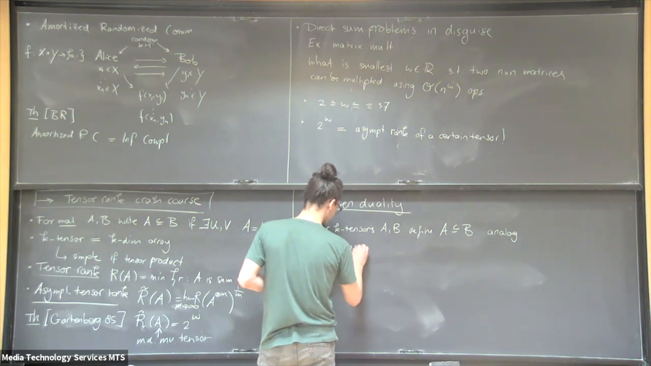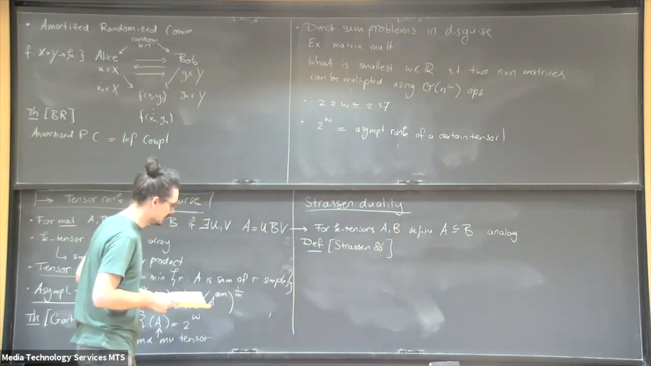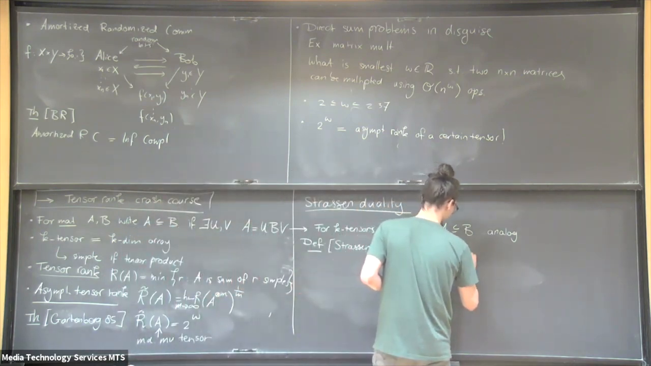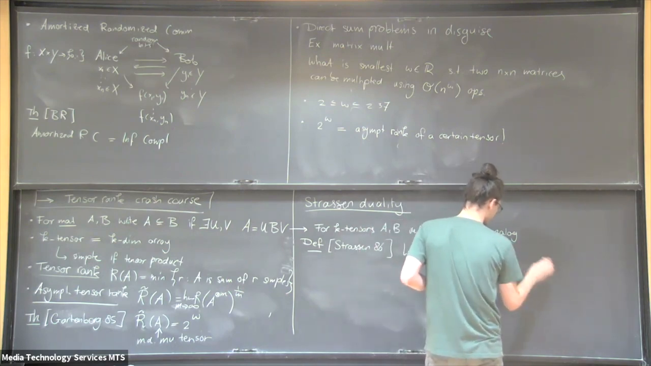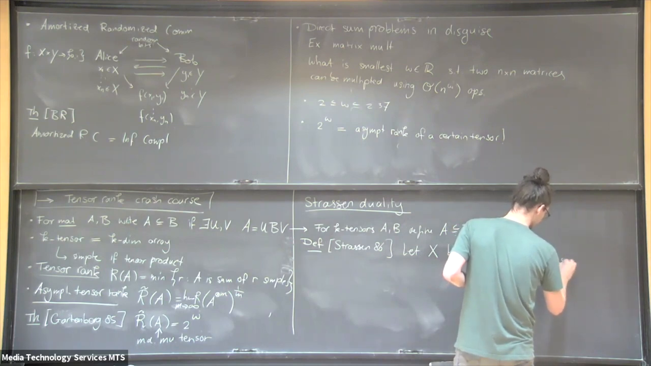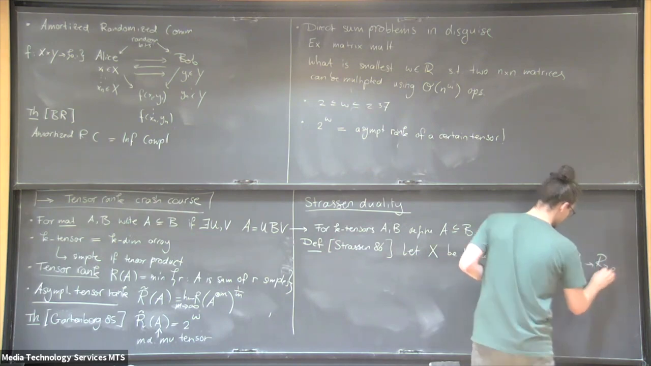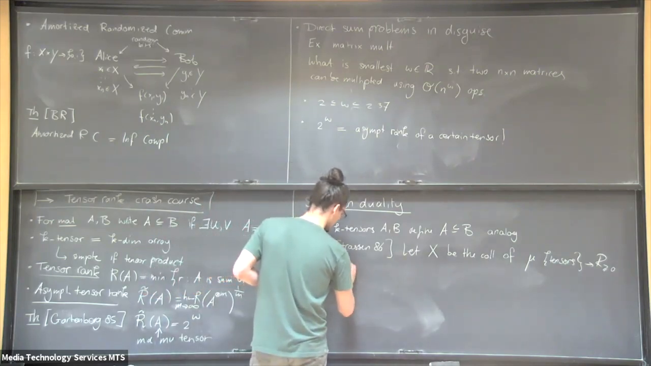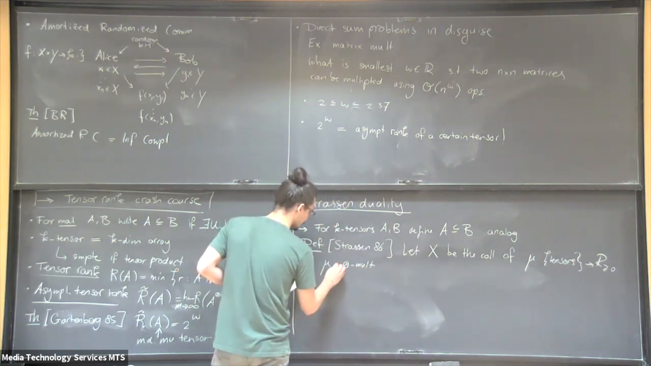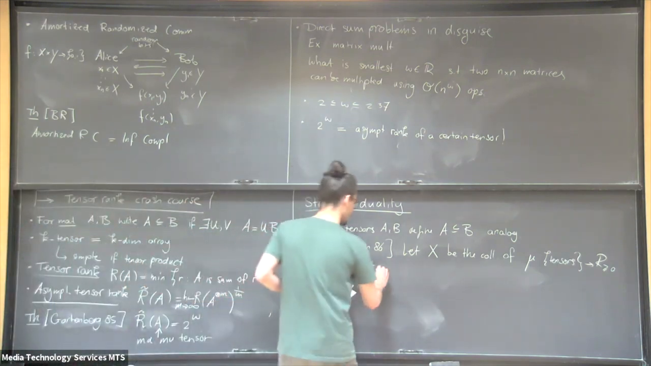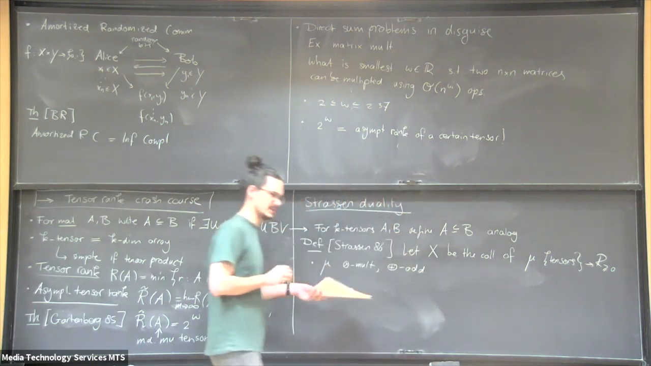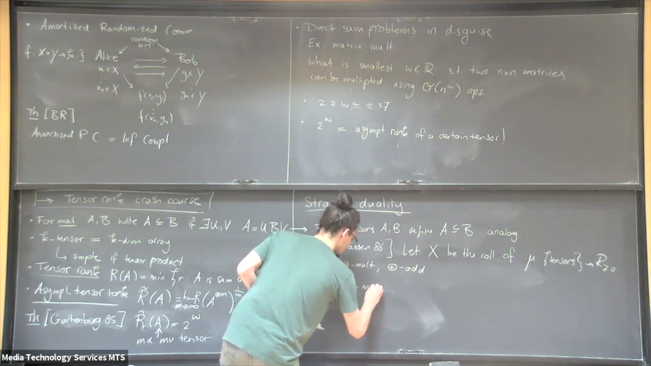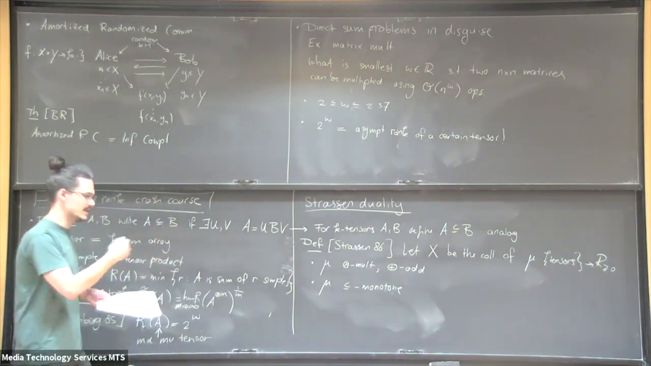So now, the following definition is by Strassen from '86. We define the set X to be the collection of all the maps mu from tensors to non-negative reals, for which three properties hold. So I want mu to be multiplicative. Mu must be multiplicative under the tensor product. It must be additive under direct sum on tensors, which is just like for matrices but for tensors. It must be monotone under this preorder that I just defined. So if A is at most B, then mu of A must be at most mu of B.